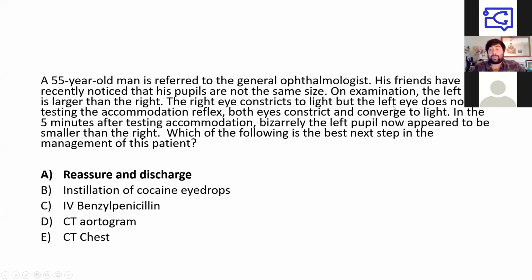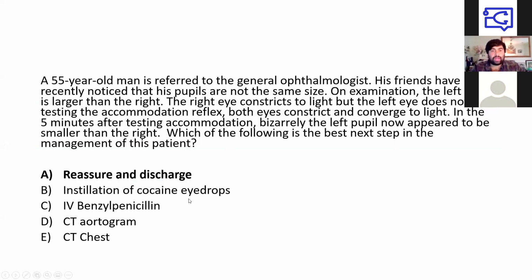The right eye constricts to light, but that left one that's bigger than normal does not. So we're shining light on the eye and it doesn't constrict. And then we test the accommodation reflex. So what you would do is you're examining the patient looking in distance vision, and then you'd say, look at my finger, and you place it quite close to their face and their eyes would have to accommodate, and then you would see constriction of the pupils. So they have light-near dissociation. And the differential for light-near dissociation is an Adie tonic pupil or an Argyll Robertson pupil, which is seen in tertiary syphilis. And then it says in the 5 minutes after testing, the left pupil now is smaller than the right. So these examination findings are actually very typical of the Adie tonic pupil, which I'll go over in a second. And it's quite a benign phenomenon and you reassure them and discharge.